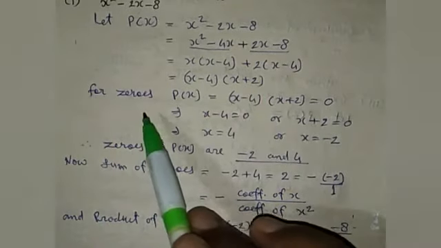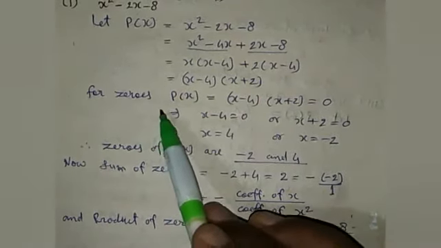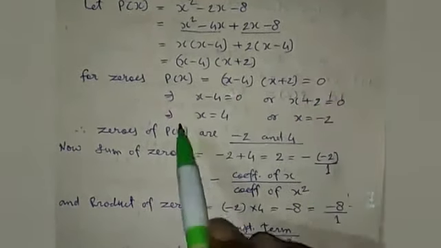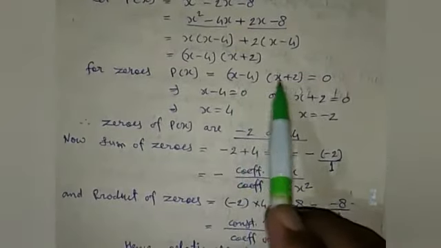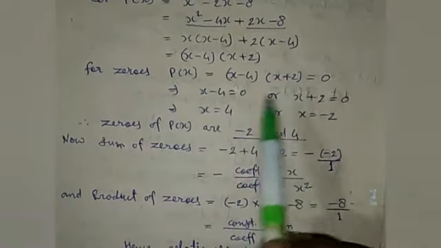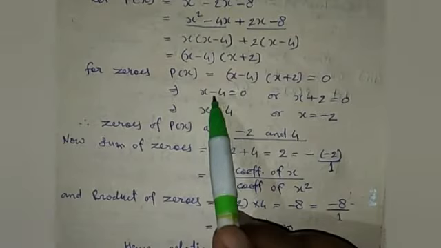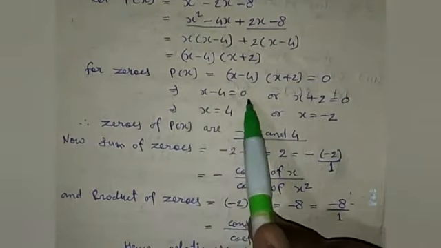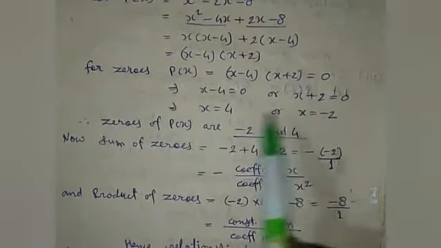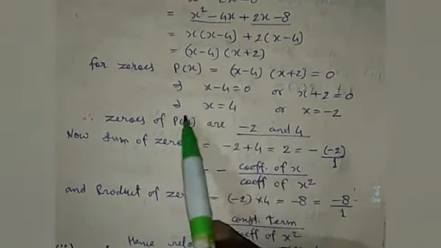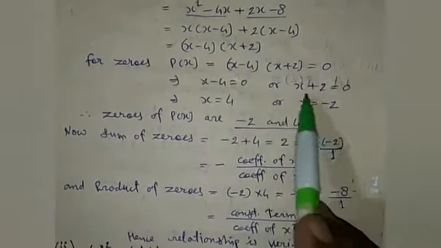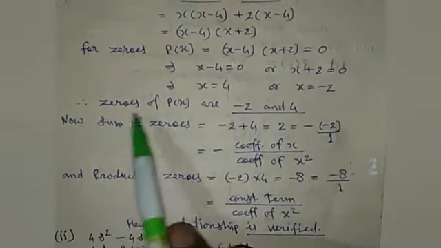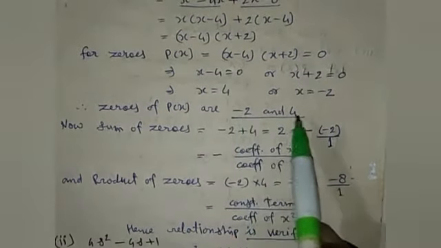Now for zeros, p(x) should be equal to 0. So p(x) equals (x minus 4) into (x plus 2) equals 0. The product of 2 factors is 0, so one of the factors should be 0. So it may be x minus 4 equal to 0 or x plus 2 equal to 0. If x minus 4 equals 0, then x equals 4. And if x plus 2 equals 0, then x equals minus 2. Hence the zeros of polynomial p(x) are minus 2 and 4.